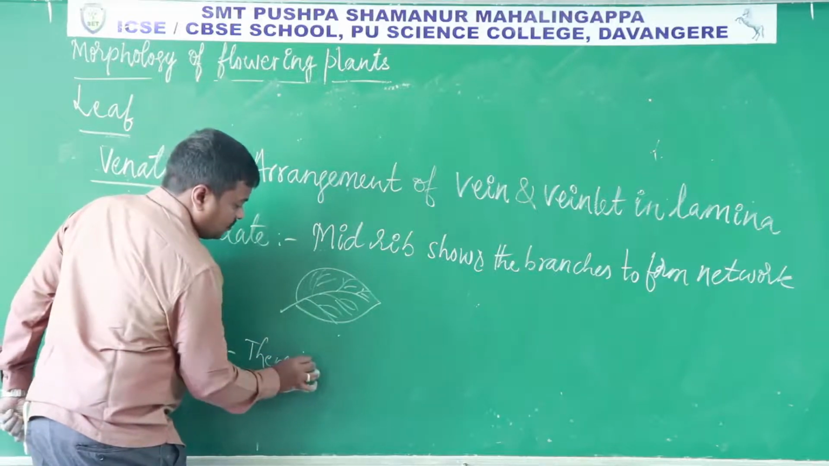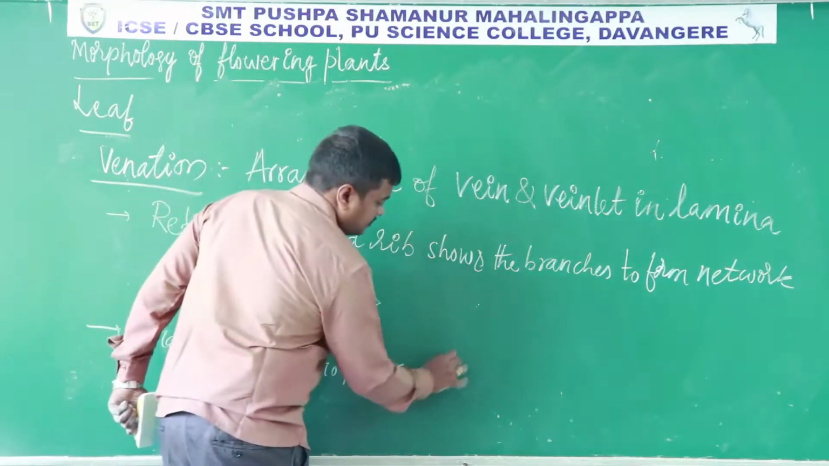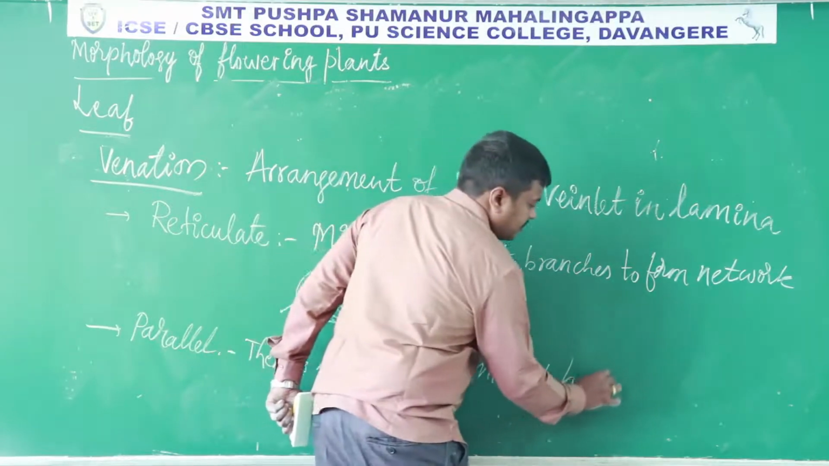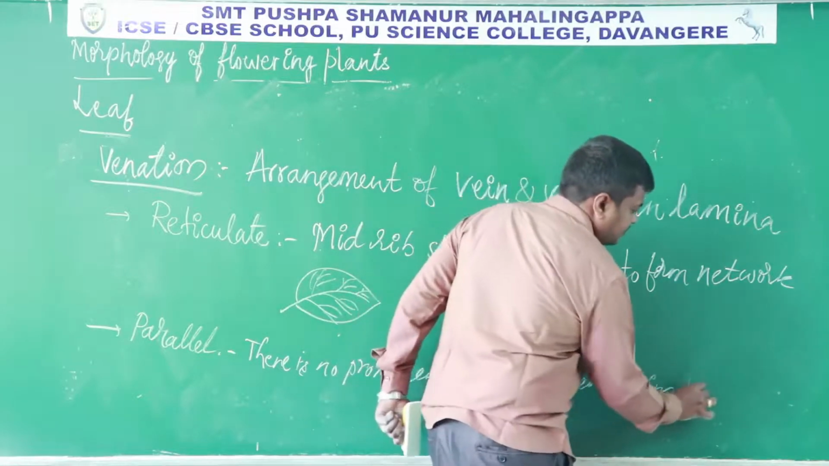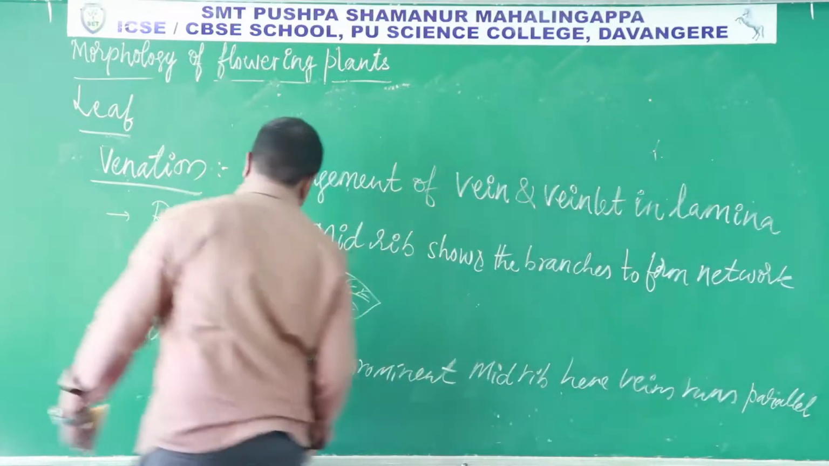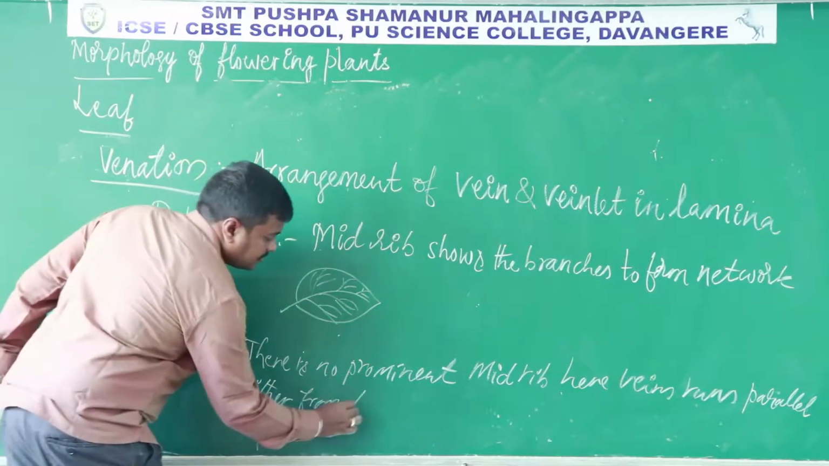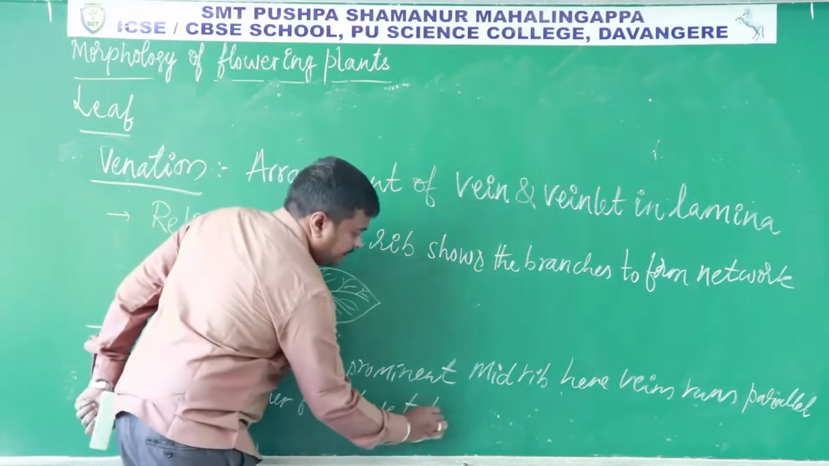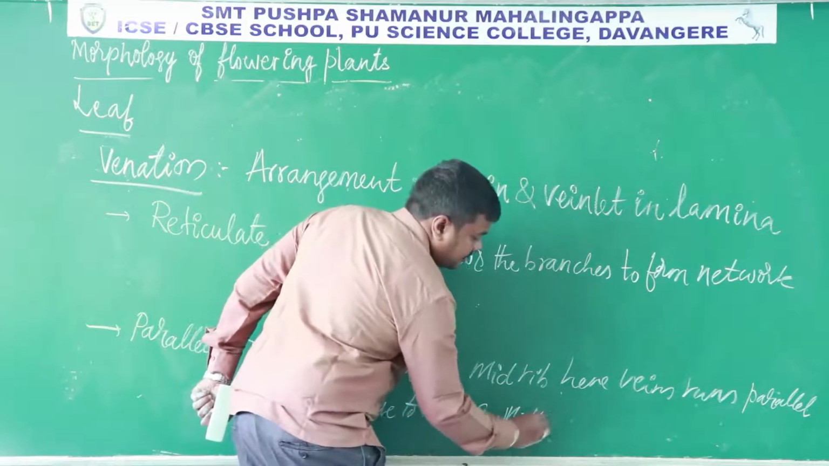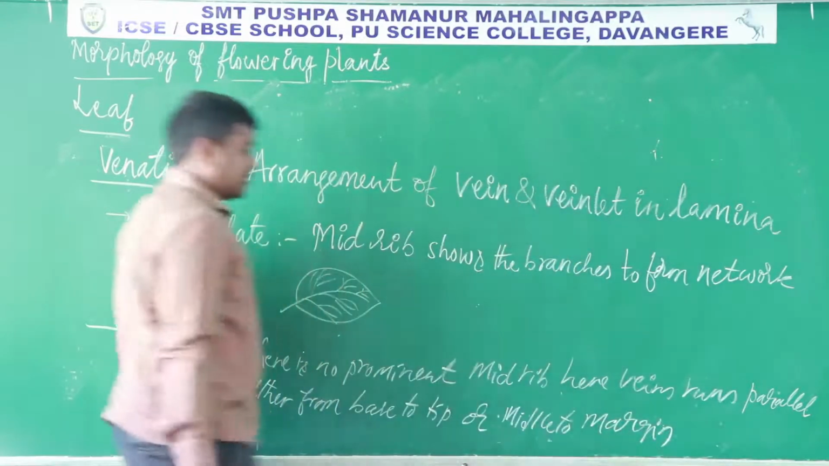there is no prominent midrib. Here veins run parallel either from base to tip or middle to margin. Okay, so ಇದರಲ್ಲಿ ಎರಡು ತರ ಬರುತ್ತೆ.